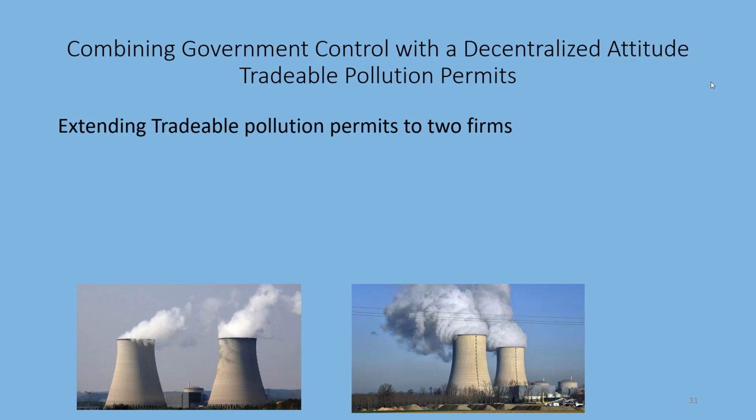Remember, we left off last time talking about this idea of combining government control with a decentralized attitude by limiting the amount of total pollution that an industry can create, but then allowing firms to decide for themselves how much they want to pollute by allowing them to trade those pollution permits. So we're going to extend this idea of tradable pollution permits to two firms. Remember, we talked about tradable pollution permits back in Chapter 1, or at least the idea of it. Now we're going to go through it in a little bit more theoretical and mathematical way. Make sure you truly understand how this works.